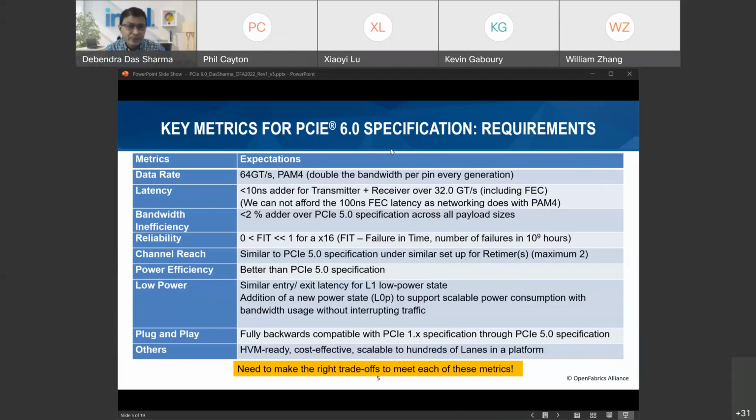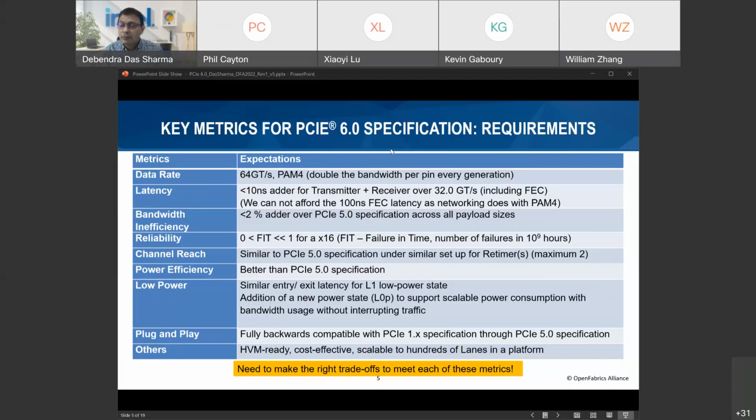Low power, again, L1 is a low power state, which means that if I don't use the link, I put it to sleep. But in addition to that, what we are doing right now is we are introducing the notion of effectively dynamically adjusting the link width depending on the bandwidth demand. So you want to basically get a power consumption that is close to proportionate to the bandwidth usage. And we introduced a new notion called L0P, so that way we can manage our power very effectively.